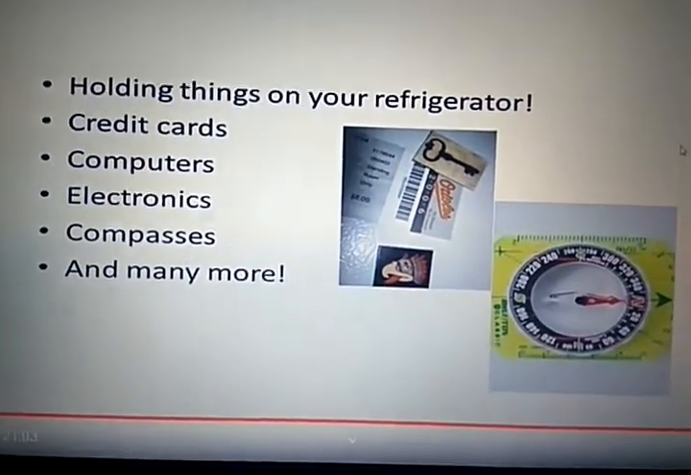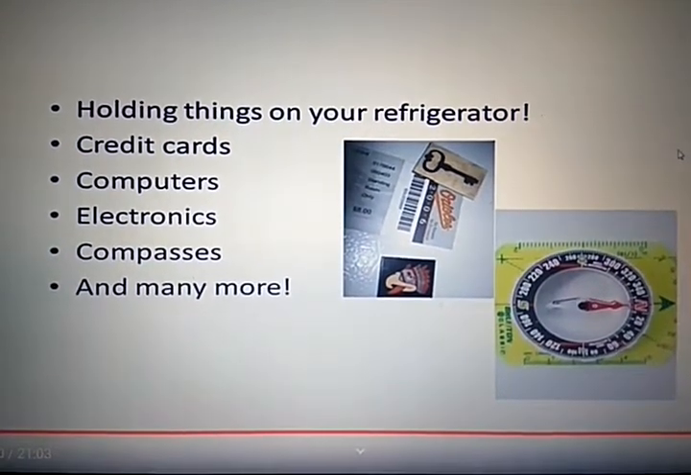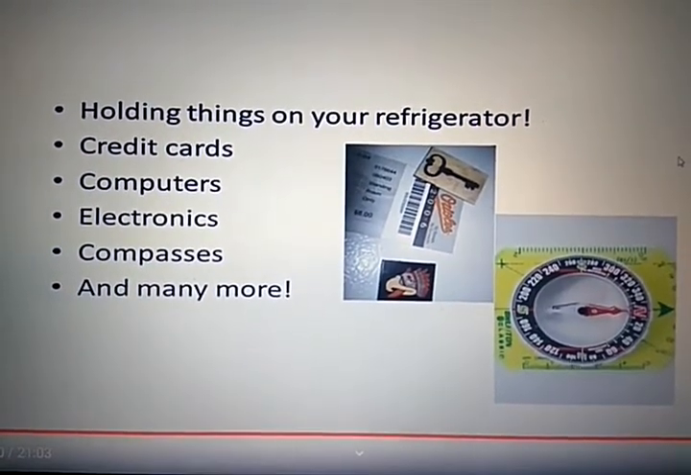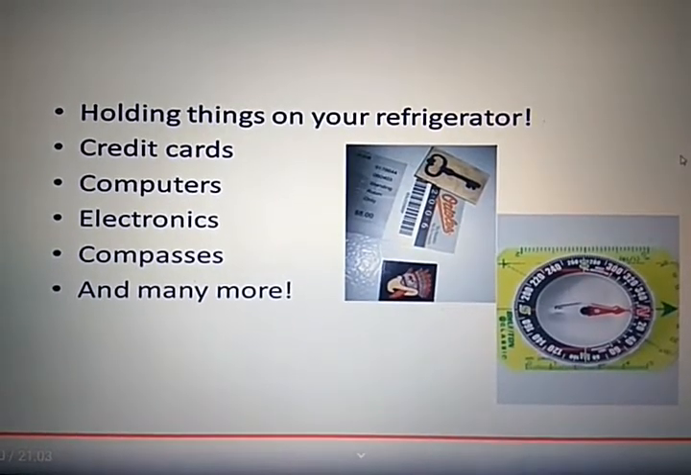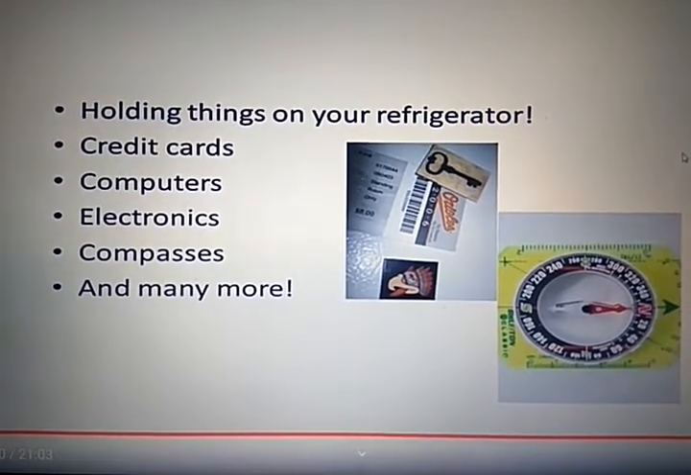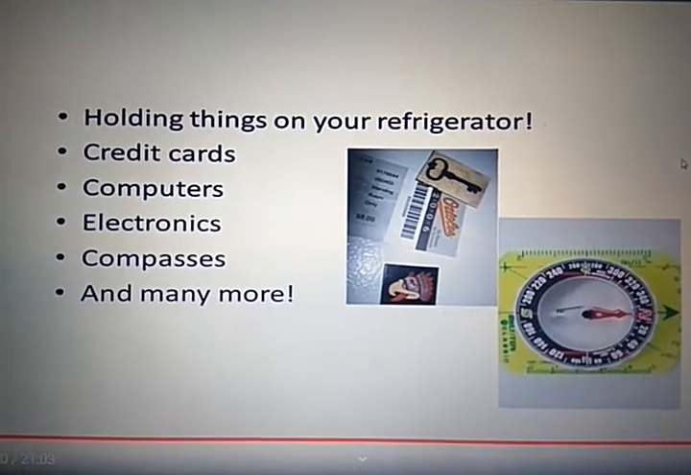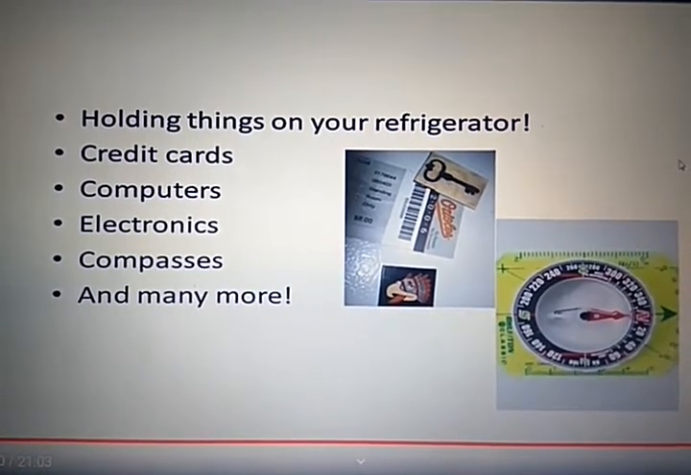Now uses of magnets: for holding things on your refrigerator, you can use a magnet. In credit cards, magnetism is used. In computers, magnets are used. In electronics and toys, magnets are used. In a compass, the magnetic compass, we use a magnet, and many more.